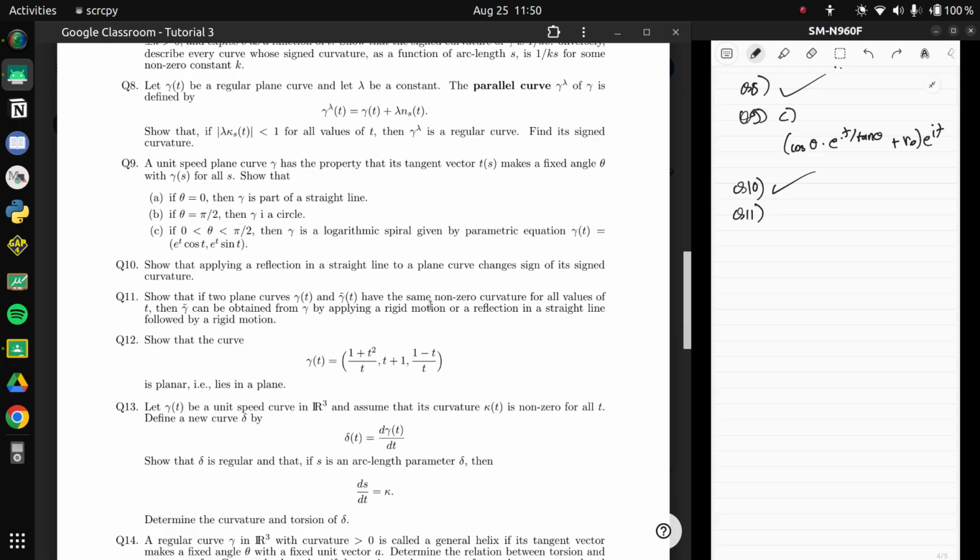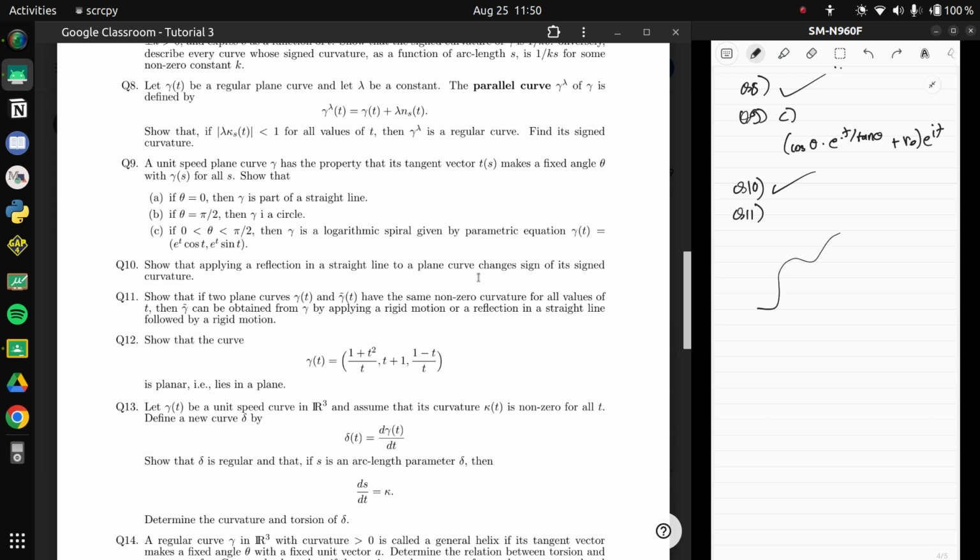So they are saying they have the same non-zero curvature, so the same unsigned curvature essentially. I see. And oh, it's non-zero everywhere, which means it never crosses the 0 point, so it's either all positive or all negative, right? Okay, so we already had that theorem that rigid motions do not change the curvature at all, right? The same point of t, huh?